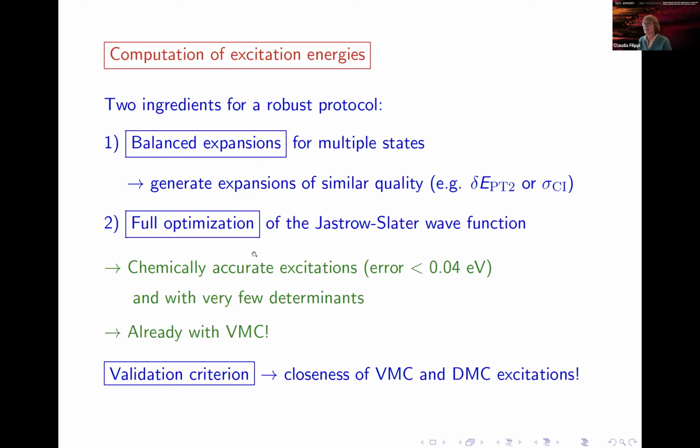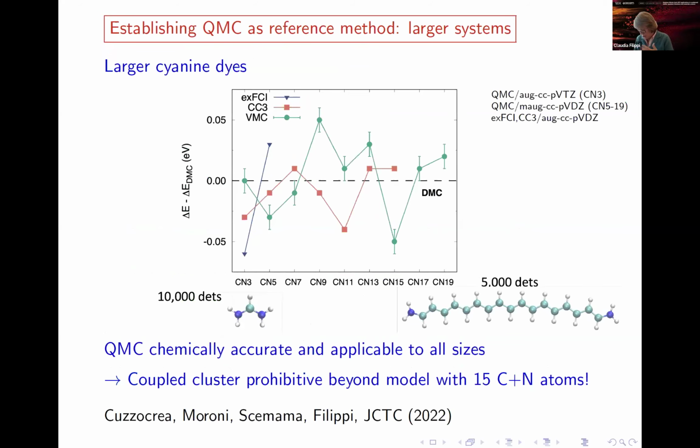Then we fully optimize the wave function, and we have shown also for more systems, we can get chemically accurate excitation, less than 0.04 eV, with relatively few determinants. And we can do so already in variational Monte Carlo. Often we just use diffusion Monte Carlo as a validation that we have an accurate result, if the two are close. Okay, we've done also other systems, and we are always in quite good agreement with coupled cluster, but then we would like to go to systems where other techniques, such as coupled cluster, start to struggle.